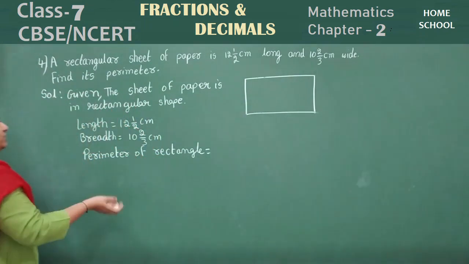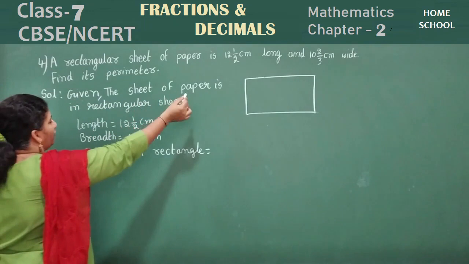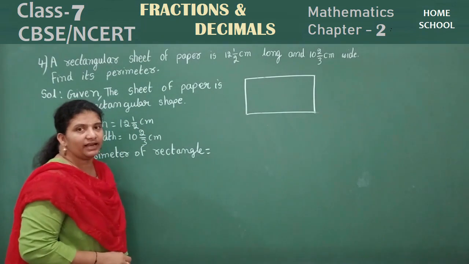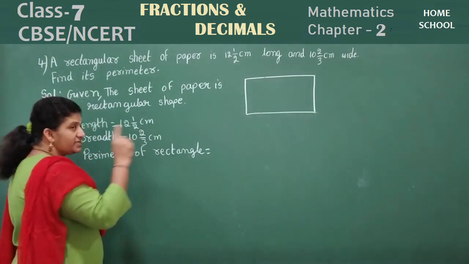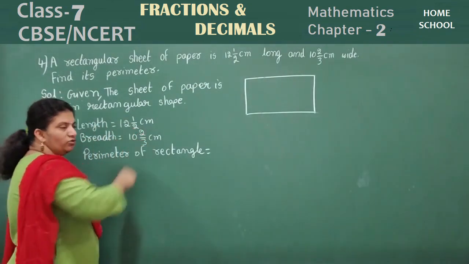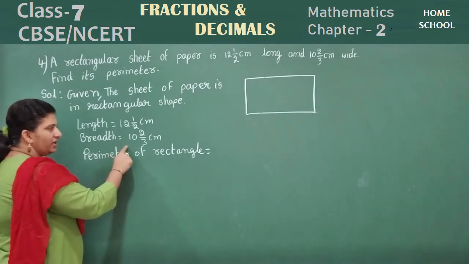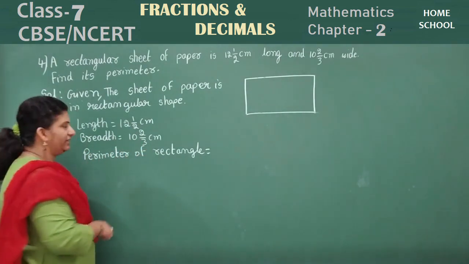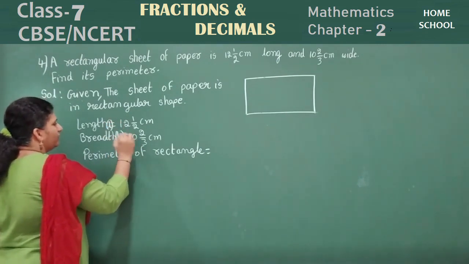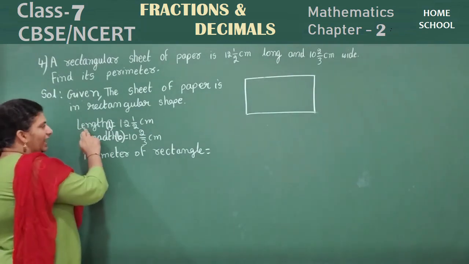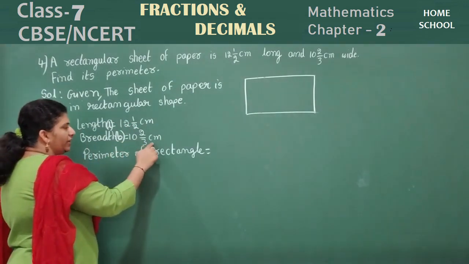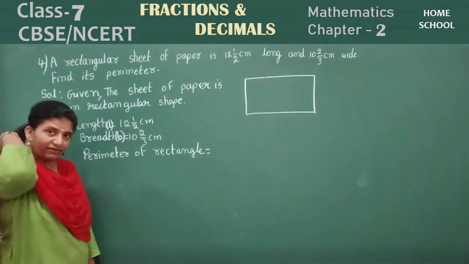Let's start our problem here. Given the sheet of paper is in rectangular shape. Which shape, children? Rectangular shape. This is one of the quadrilaterals. Length is equal to 12 1/2 centimeter. Breadth is equal to 10 2/3 centimeter. We can write this as length L, breadth B. Length L is equal to 12 1/2 centimeter. Breadth B is equal to 10 2/3 centimeters is the given data.